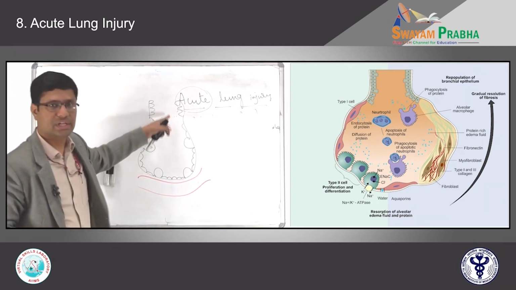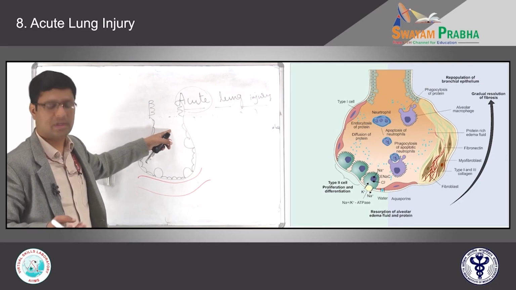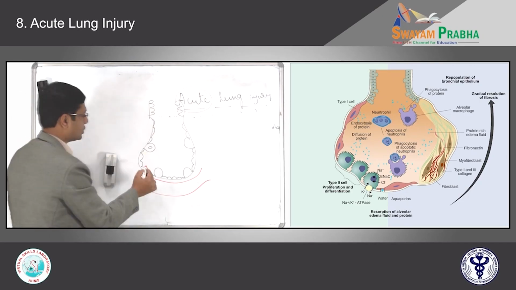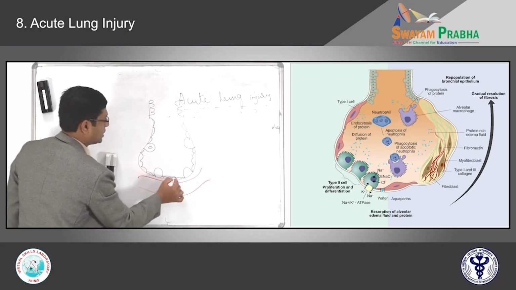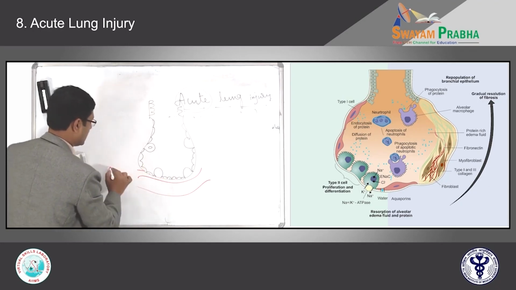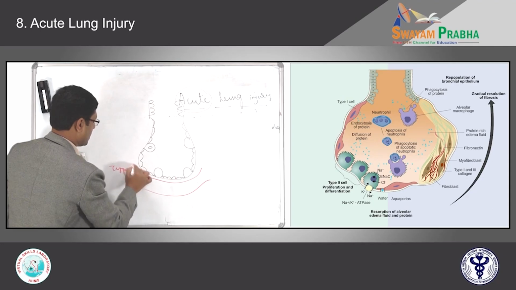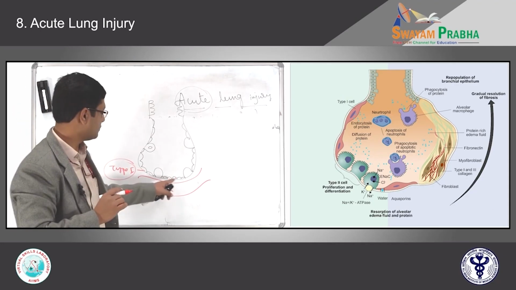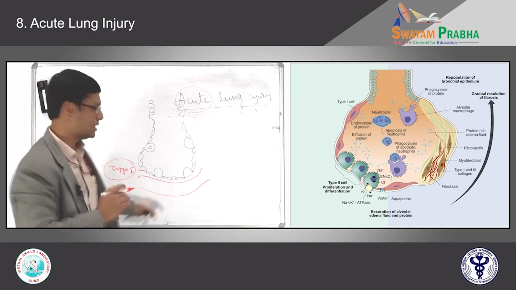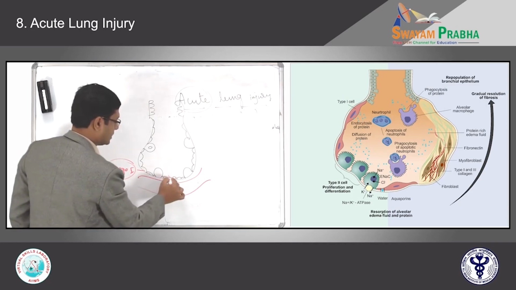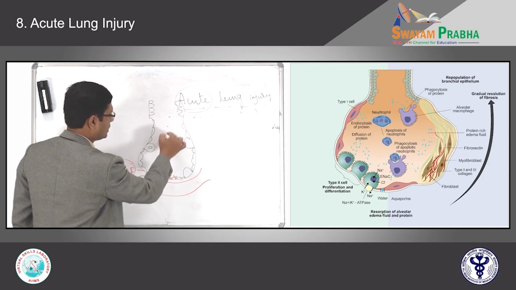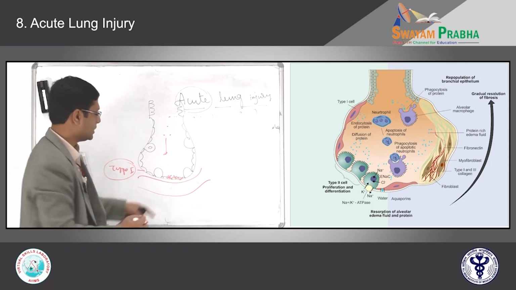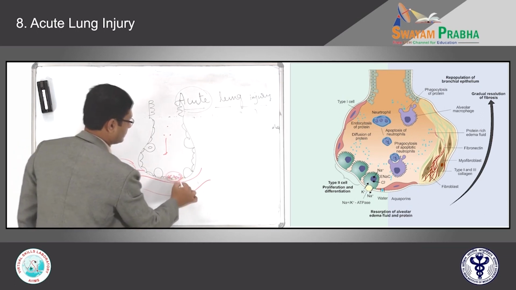Whatever may be the inciting agent, whether it is a chemical, an organism, or an emboli, it suddenly causes damage to type 1 cells, right? Because type 1 alveolar epithelial cells are more fragile. These are the first cells which undergo death. So when there is cell death here, because of any kind of injury, it elicits an inflammatory reaction.